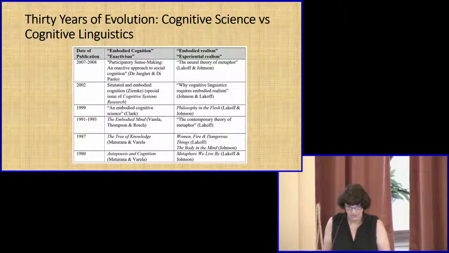In 2002, we still are running across the same words, situated in embodiment, or talking about cognition as situated, about it being embodied. And this came out in a special issue of Cognitive Systems Research that was edited by Tom Ziemke. And we find, on the other hand, the same year, Why Cognitive Linguistics Requires Embodied Realism. In other words, it's now being imposed as the paradigm theory for all of cognitive linguistics. In 2007, we have Jaegher and Di Paolo's work, Participatory Sense-Making, an Enactive Approach to Social Cognition. And the same year, we see a further divergence away from the cultural. If you're familiar with the article, The Neural Theory of Metaphor, you realize that this is when the position really and truly hardened.